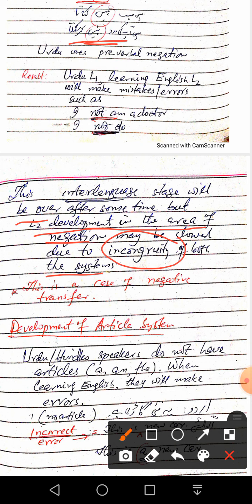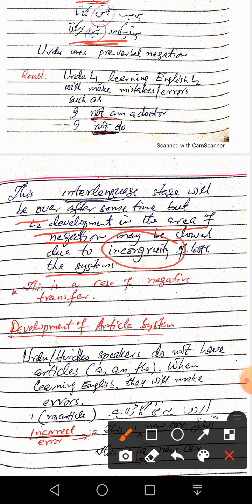So in the area of negation, while an Urdu L1 speaker is learning English, the learning of negation in English will be slowed down. There will be initial confusion, and later on the L2 learner, that is, an English as a foreign language learner or English as a second language learner, will overcome this area. Now here is another example.